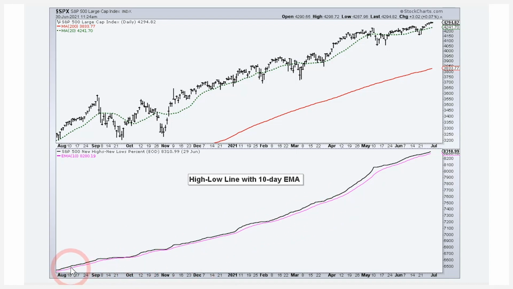And it has been rising since the latter part of April. It had a little bit of flatness there in September. It didn't turn down really. And it has stayed on a steady rise and supported this uptrend in the S&P 500. So until this line, this high-low line, breaks its 10-day EMA, I don't see any signs of weakness in the S&P 500.